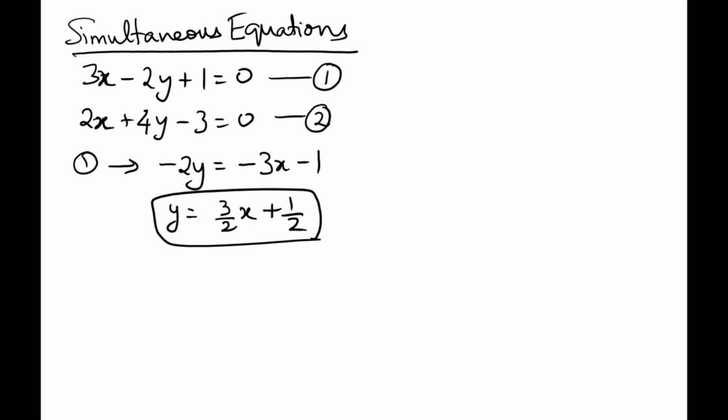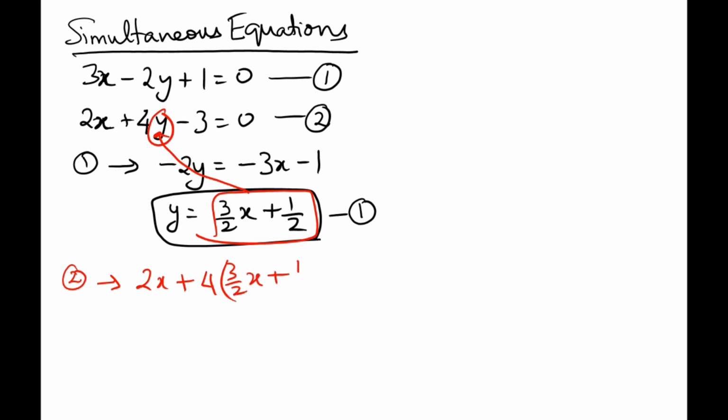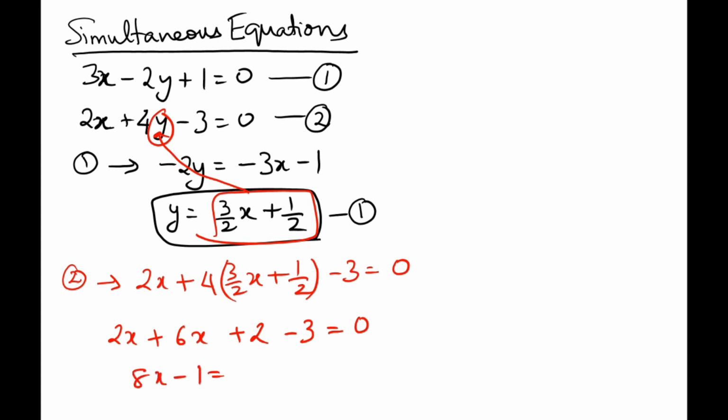So this is the new equation 1. Now I'm supposed to be substituting the expression for y into the y of the second equation, and therefore the second equation becomes 2x plus 4 times (3 over 2x plus half) minus 3 equal to 0. So just simplify this. 2x plus 6x plus 2 minus 3 equal to 0, opening the brackets, and you get 8x minus 1 equal to 0, and this gives you x equal to 1 over 8.